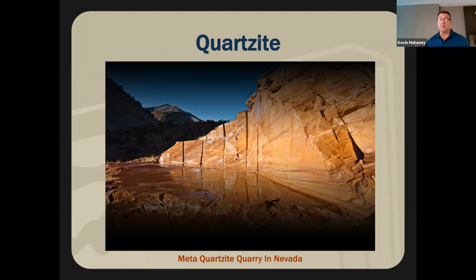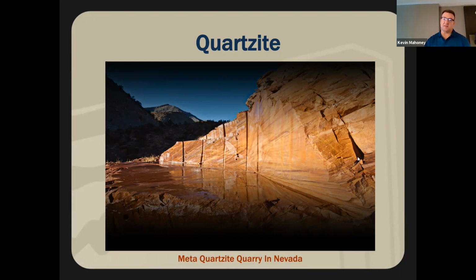And in many applications, white quartzite matches up with white limestone, and they work together very well for horizontal and vertical applications on exteriors. So combining different stones that work well together and complement each other is a fun thing to do. This is a quartzite quarry in Nevada.